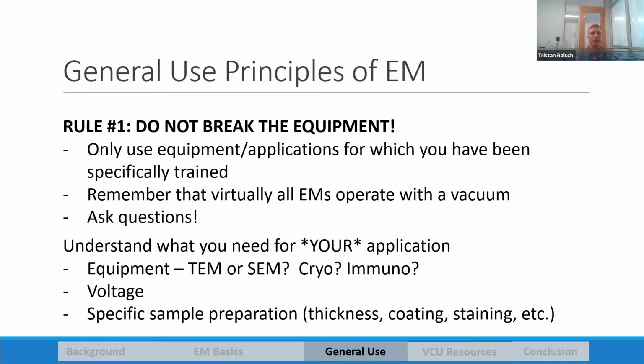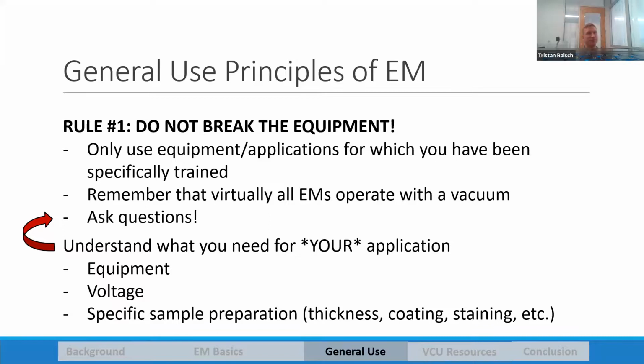Finally, it's critical that you understand what's needed for your application. This can mean everything from equipment. Do you need a TEM, SEM, should your sample be frozen, lead stained, immunostained, etc., to the voltage of the electron beam you're going to shoot to or through your sample, and how your sample is prepared. Again, this is where there's an entire community, both here at VCU and beyond, of experts willing and eager to answer your questions.